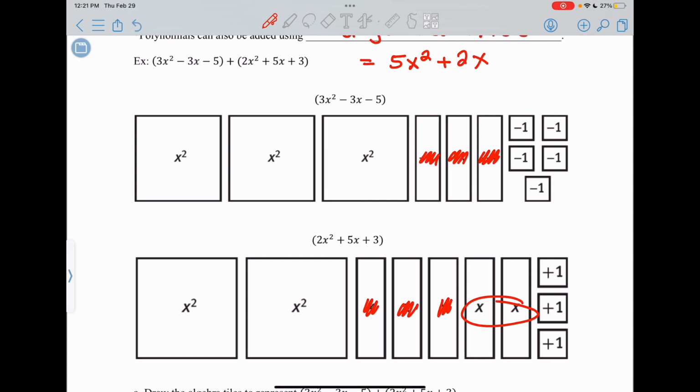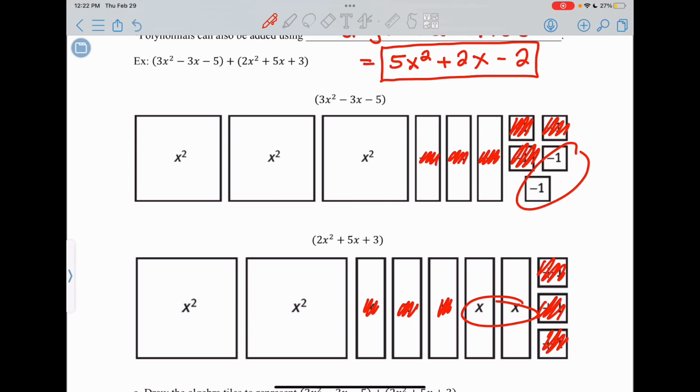And for every negative one, I can cross off a positive one. So negative 1, positive 1, negative 1, positive 1, negative 1, positive 1. And I'm left with 2 negative 1s, which means negative 2. And that is a more visual way of combining our like terms.